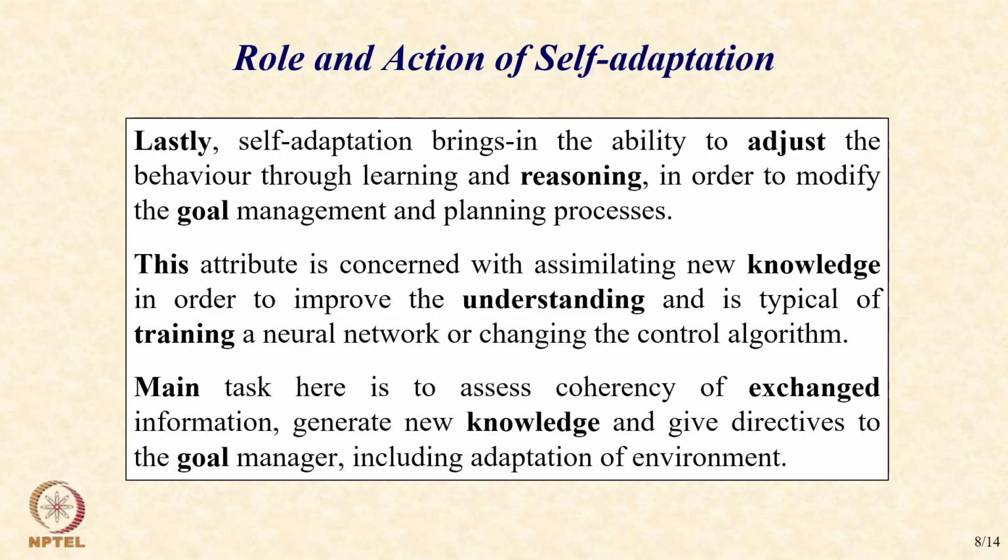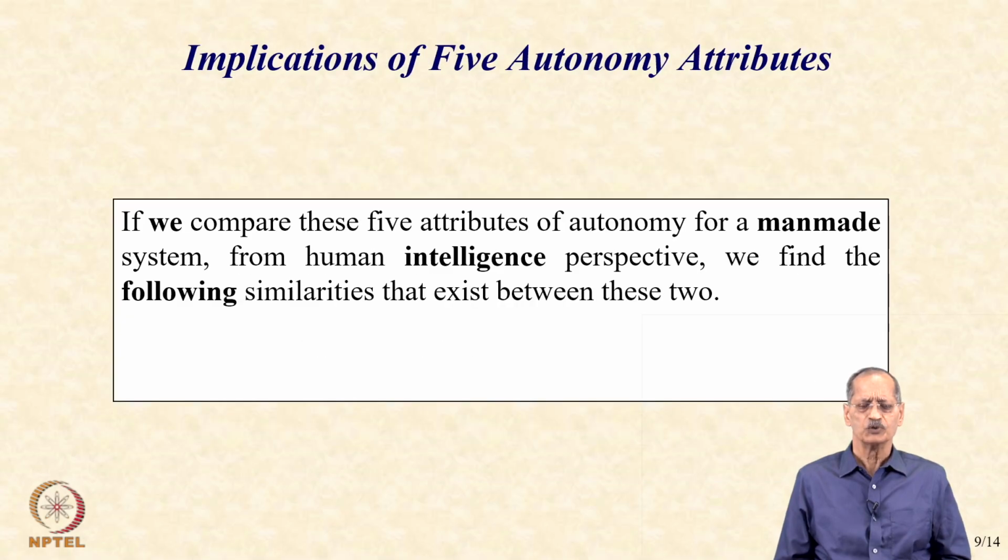And the main task here is to assess the coherency of exchanged information, generate new knowledge. So, all that exercise which generates new knowledge is going to be part of self-adaptation, and it will give directives to goal manager, including it will go back to perception, so that your environment model also gets appropriately adapted and updated. So, what do these mean?